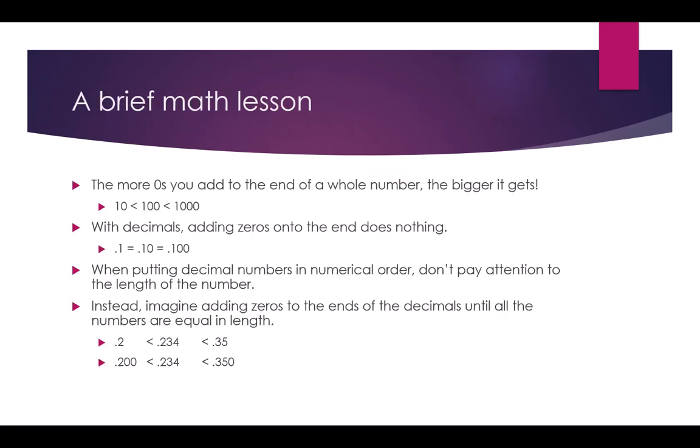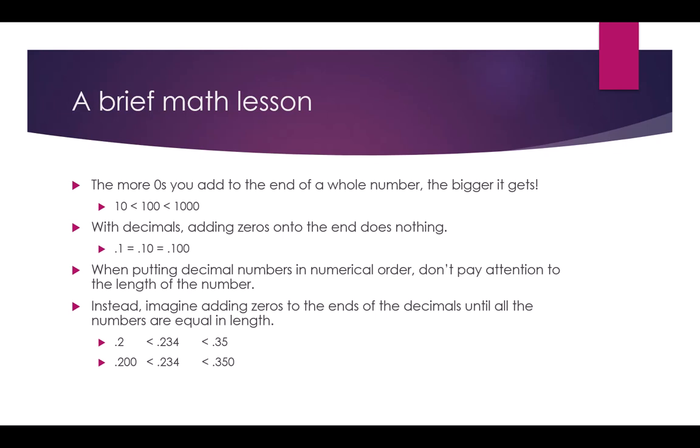Since Library of Congress uses both decimals and whole numbers, let's pause for a brief math refresher. The more zeros you add to the end of a whole number, the bigger it gets, so 10 is less than 100, which is less than 1,000. With decimals, adding zeros to the end doesn't change the value of the number at all. So 0.1 is equal to 0.10, which is the same thing as 0.100.